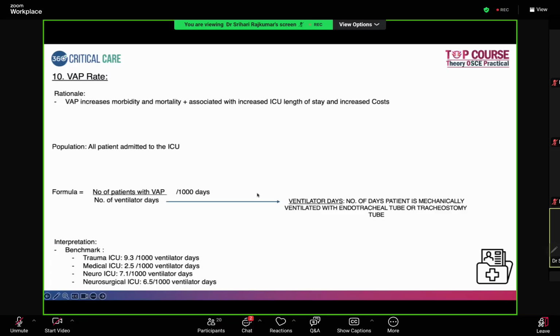So the benchmark, which is important for us in medical ICUs, the VAP rate benchmark should be 2.5 per 1000 ventilator days. Whereas for a trauma ICU, it should be 9.3 per 1000 ventilator days. Neuro ICU, it should be 7.1. And neurosurgical ICU, it is 6.5. Anything more than this is concerning.